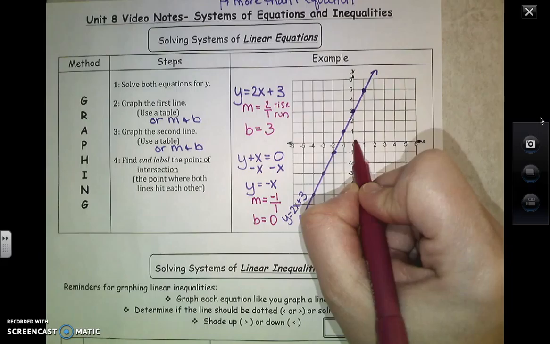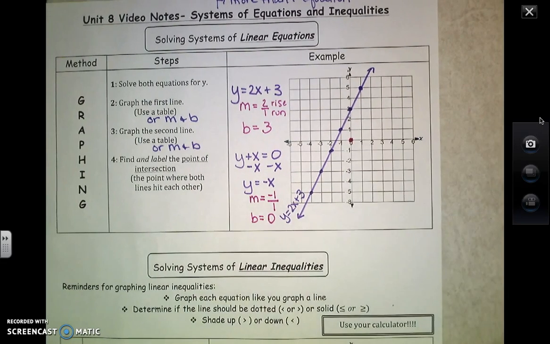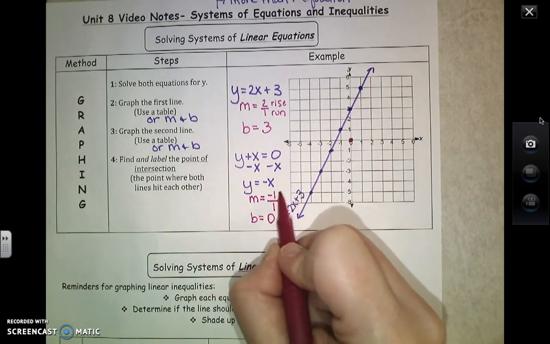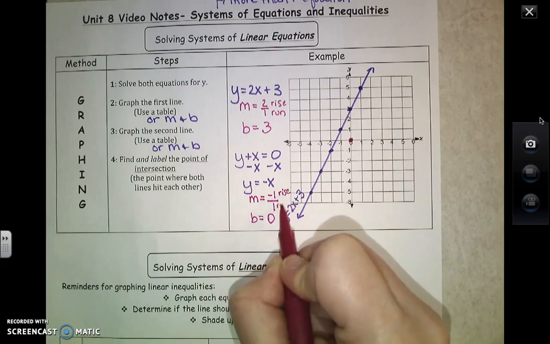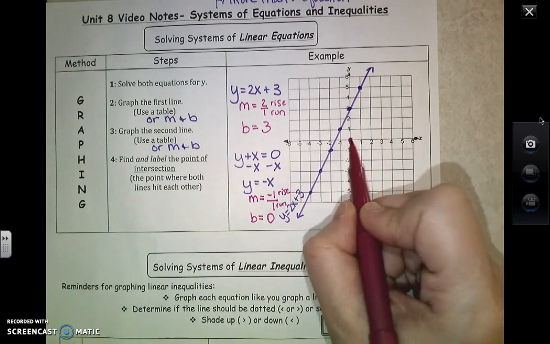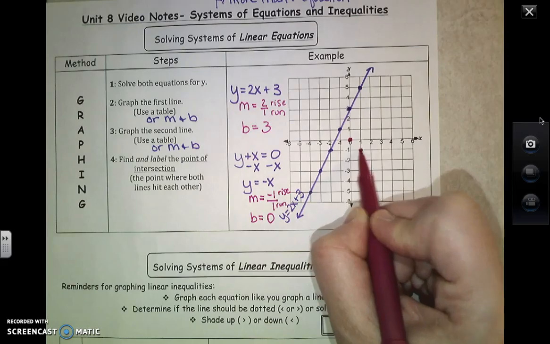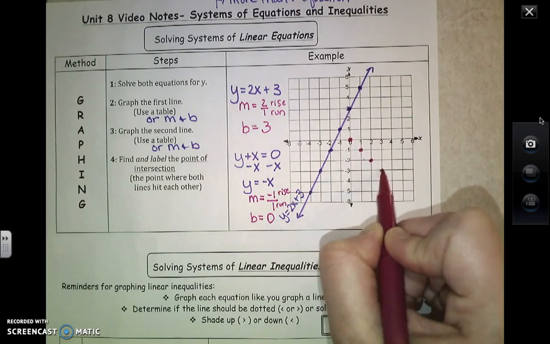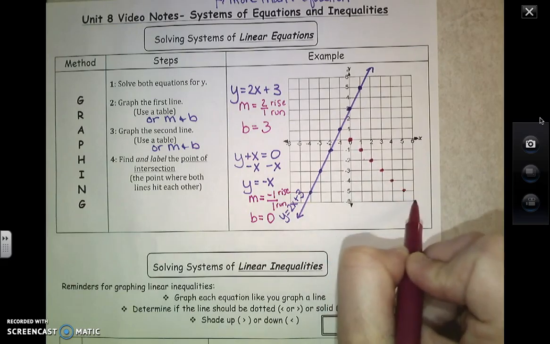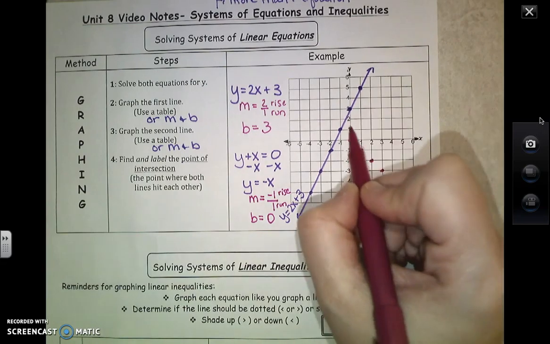The b is 0, so we're going to plot a point at the origin. And the slope is down 1 over 1. So we're going to rise negative 1 and run positive 1. That means down 1, right 1. We're going to do that as many times as we can. And we're going to reverse it. So up 1, left 1.